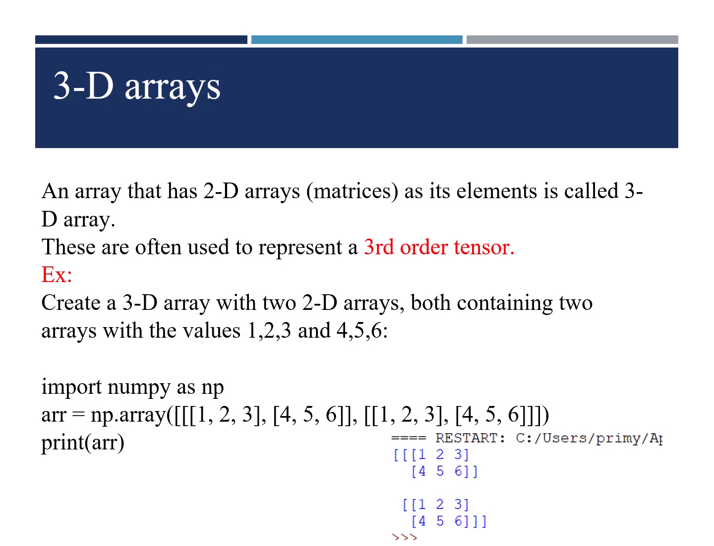This is an example regarding 3D arrays. An array that has 2D arrays (matrices) as its elements is called a 3D array. They are often used to represent third order tensors.